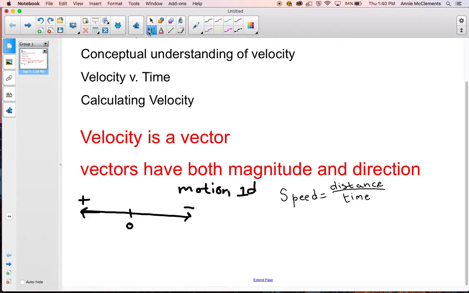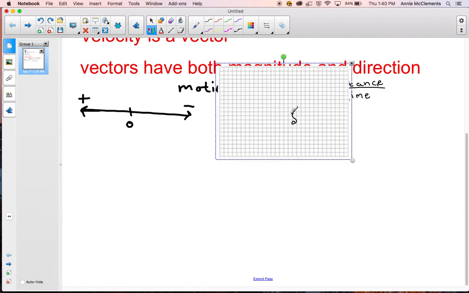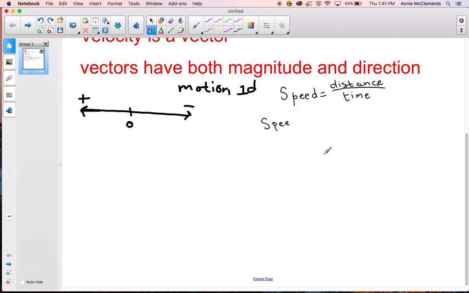You can think of speed sometimes having an absolute value bar around it, right? Speed is always positive. Velocity, on the other hand, right? Velocity can be negative, right? So speed can't be negative, right? Velocity can, okay? Velocity can be negative.